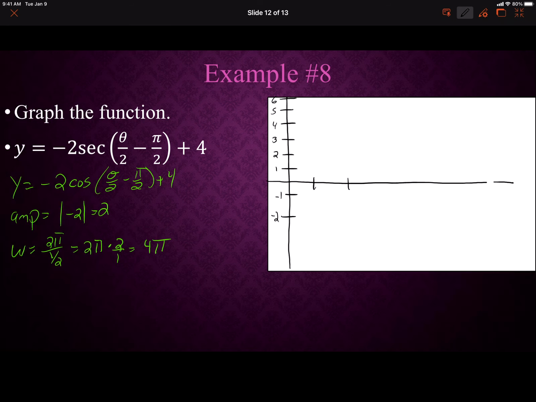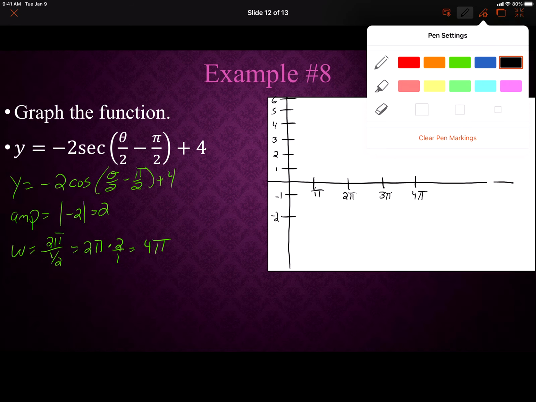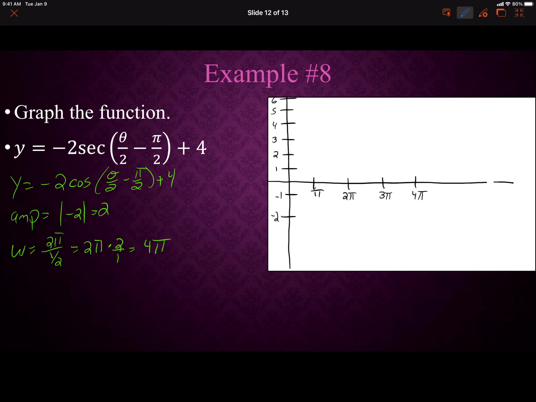And again, we have our 4 spaces, based off the quarter period. So a quarter of 4 pi would just be pi. Half would be 2 pi. 3/4 is 3 pi. Full period is 4 pi. So the original cosine would start at A, which is negative 2. It would then go to 0, then go up to positive 2, back to 0, back down to negative 2.